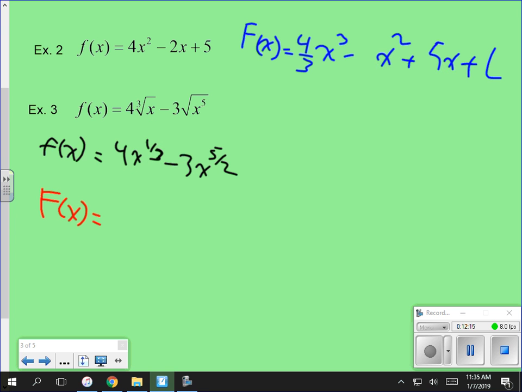So 1/3 plus 1 would be 4/3. Right? Not 2/3, 4/3. Remember how to add your fractions. Now, what do I need out in front? When I take the derivative of this, I bring 4/3 down in front. What do I actually need? I need a 3 here. 3 times 4/3 will give me my 4.